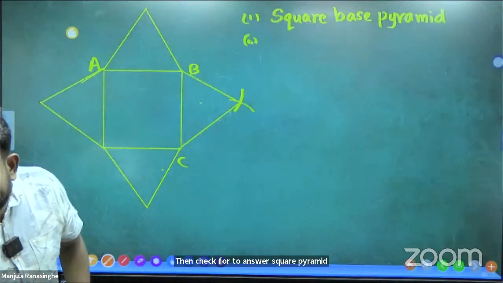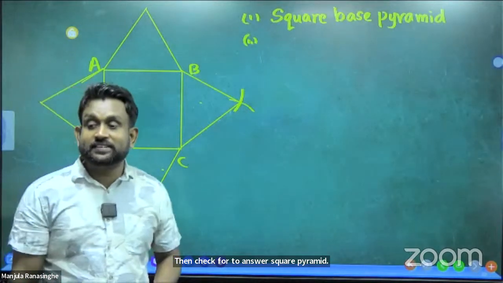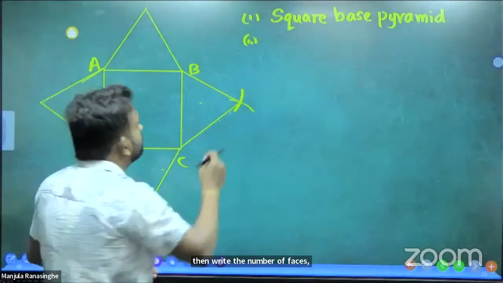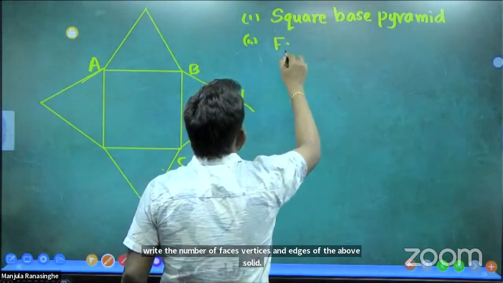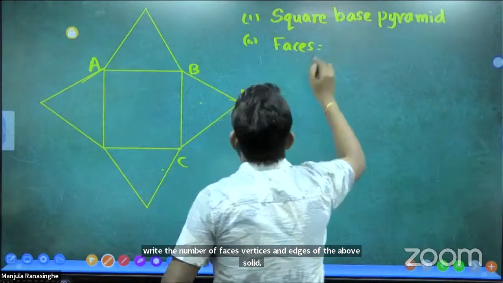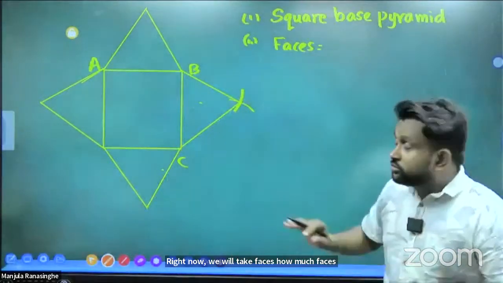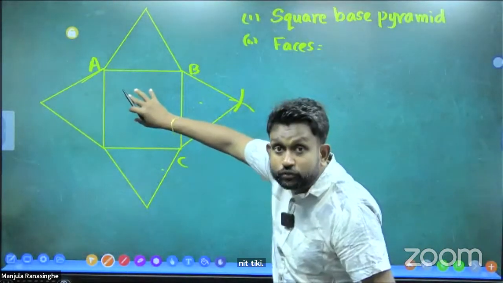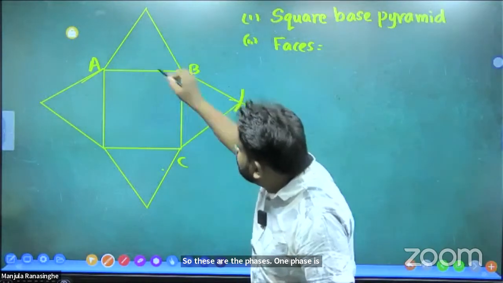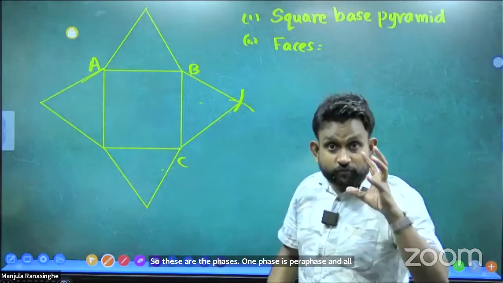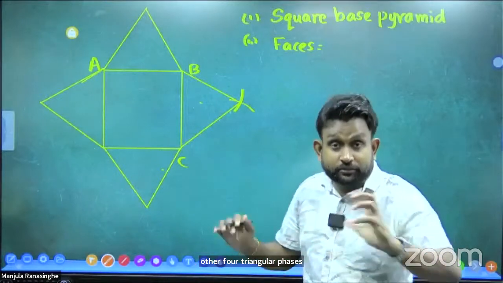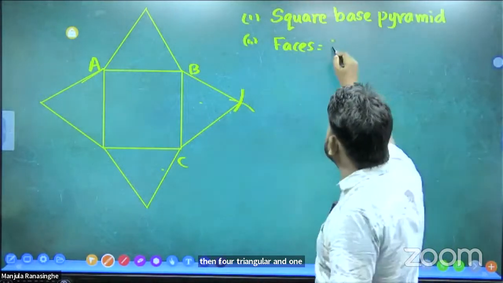Then write the number of faces, vertices and edges of the above solid. Now, how many faces? You can see the faces from a net. So these are the faces: one square face and 4 triangular faces. 4 triangular and 1 square, all together 5 faces.